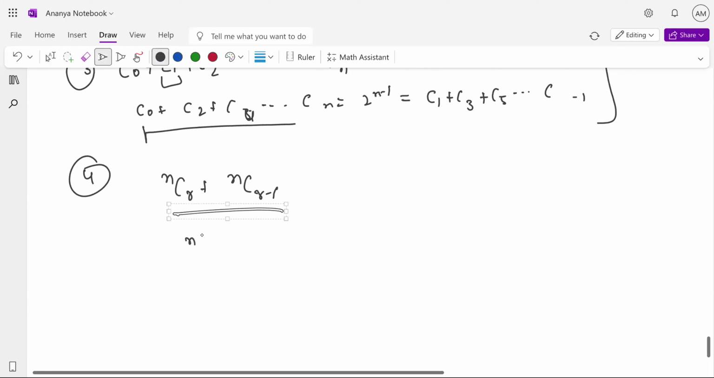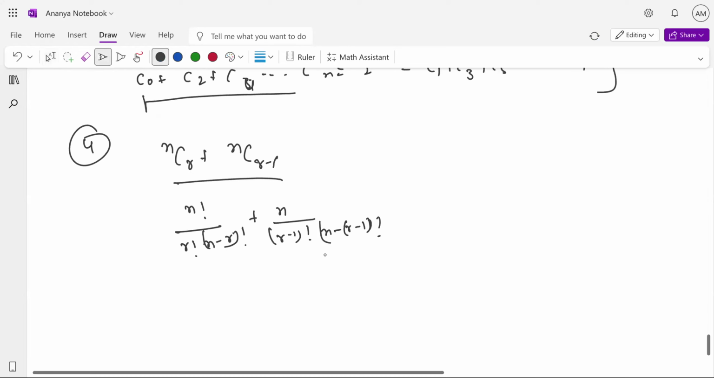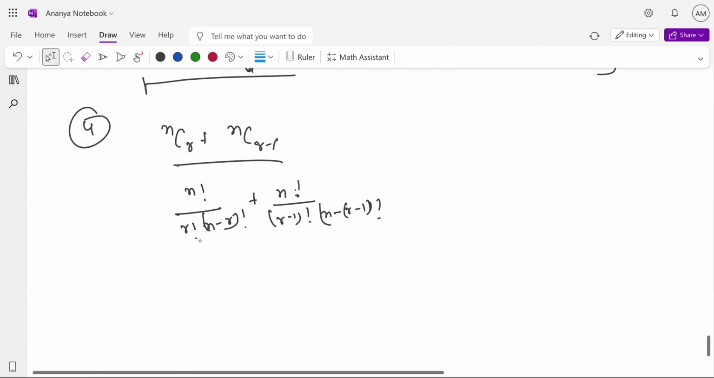What is this? It is nothing but n factorial divided by r factorial times n minus r factorial, right? Yes, sir. Plus n factorial divided by r minus 1 factorial, and what is this part? n minus r plus 1 factorial. Is it? Yes, sir. Okay. Can I write this also as n factorial divided by r times r minus 1 factorial, and it will become n minus r factorial times n minus r minus 1 factorial? Isn't it? It can be written as that.